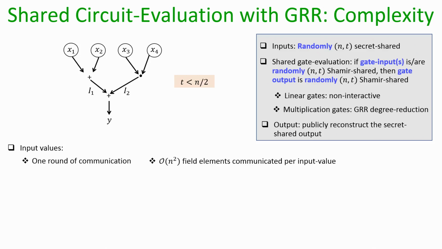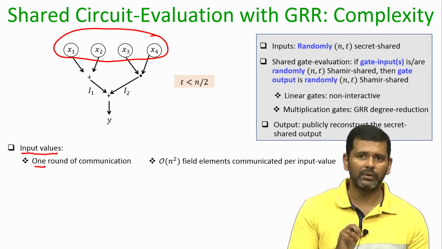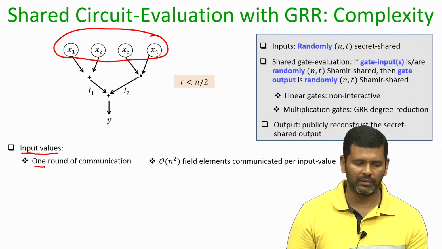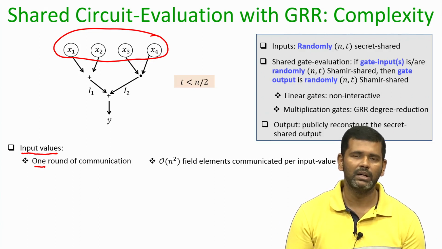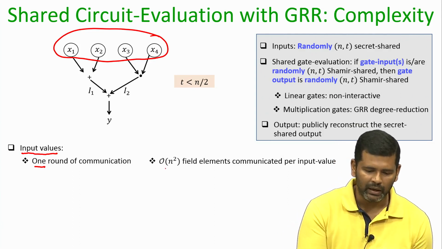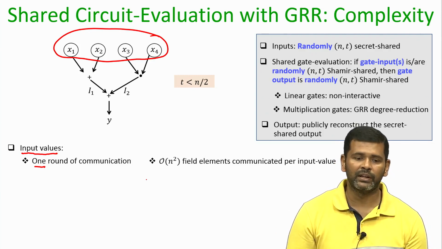evaluation protocol. So, there is always a fixed cost associated with the input values, right. If there are n parties and they want to secret share their respective inputs, there is always a fixed cost associated with that. There is no scope of improvement there. It requires one round of communication, because every party has to act as a dealer, compute shares of its input and distribute the shares to the respective parties, and this can be done in parallel. That is why it is one round of communication, and each instance of secret sharing will require order n field elements to be communicated.